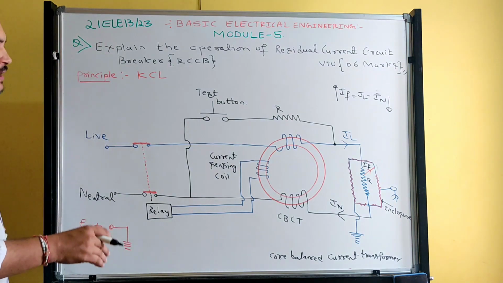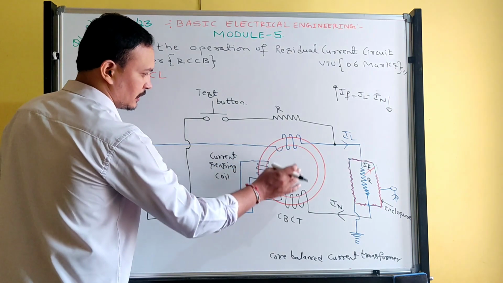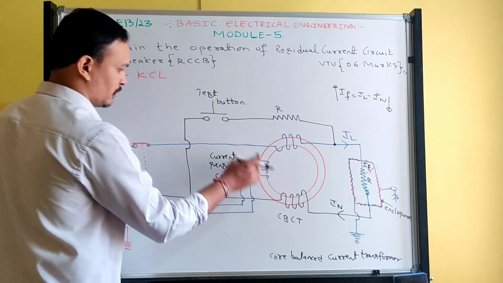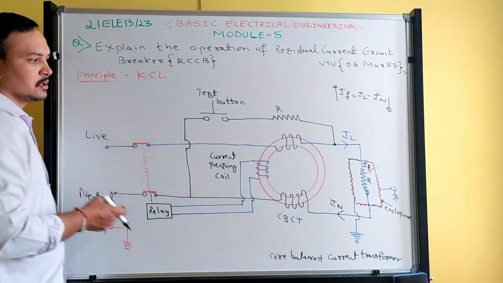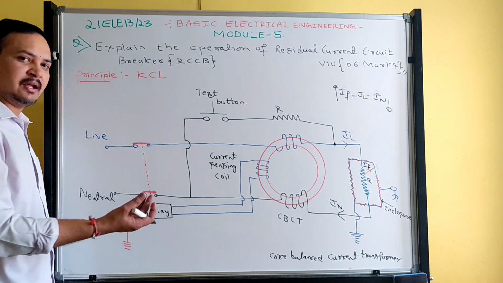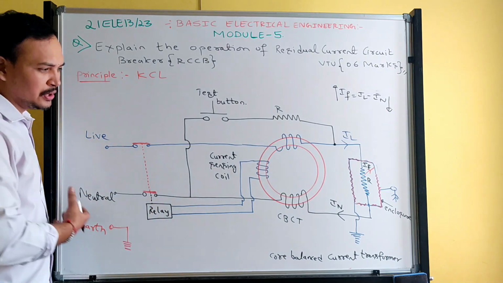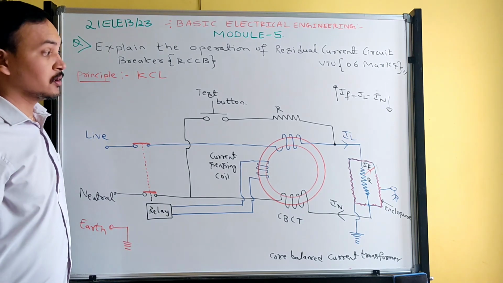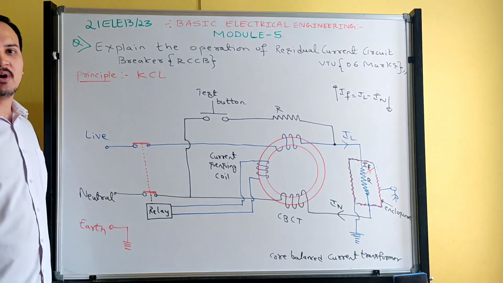If any mismatch happens in the current coil connected to the supply terminals, that is detected by the sensing coil. That will activate the relay and then the contact opens. See how easily you can write in your own words. But the diagram should be as neat as possible.